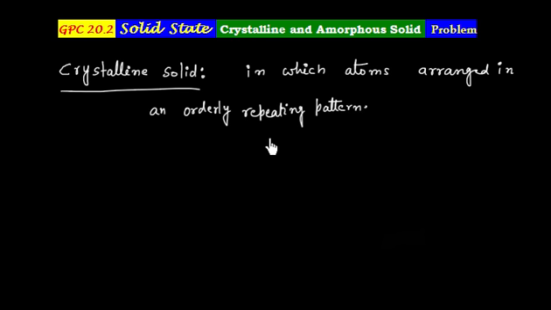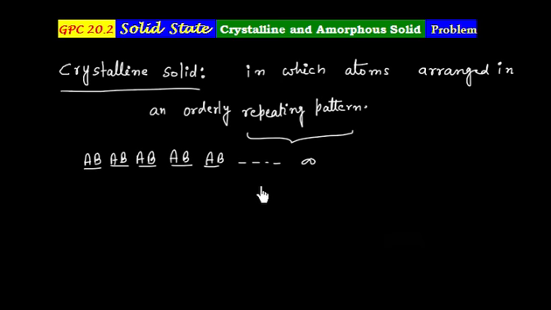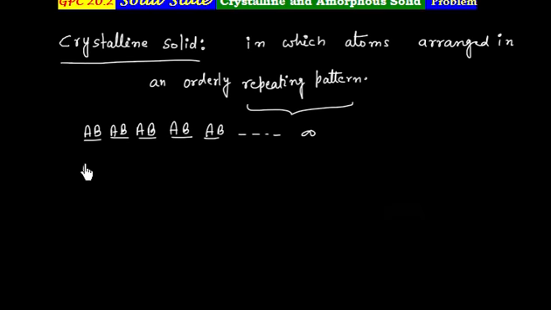So in crystalline solid we have a repeating pattern. For example, if I have a pattern AB, this pattern keeps repeating. So we will have pattern AB, AB, and this pattern goes up to infinity. Let us say if I have a pattern ABC, then this pattern will keep repeating. So we will have ABC, ABC, ABC, and this will go up to infinity.